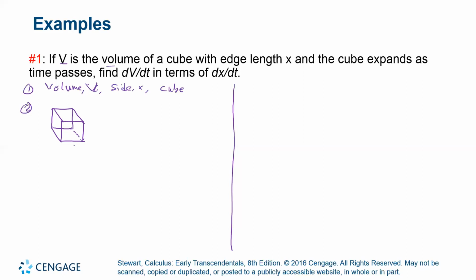Right. So what is the size? This is x. That is x, and then the height is also x. That's what a cube is. So that's the diagram. And then step 3 says to introduce notation.